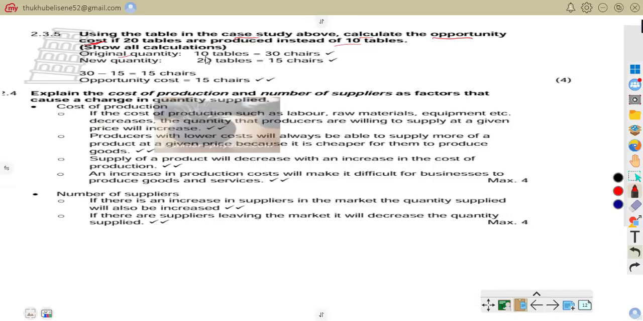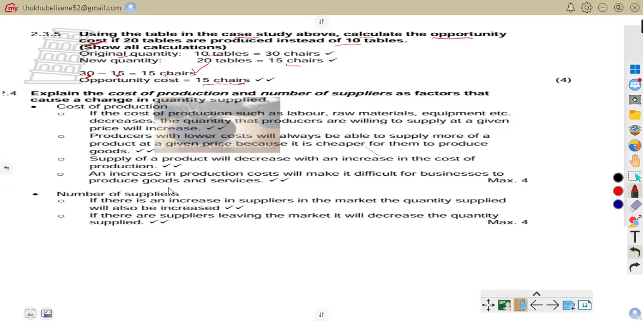So the original quantity is 10 tables, which is equal to 30 chairs, and 20 tables is equal to 15 chairs. All these are on that table. So 30 minus 15 is equal to 15 chairs. We are going to subtract 15 chairs from the 30 chairs. So the opportunity cost is 15 chairs. Hope we are together on that.